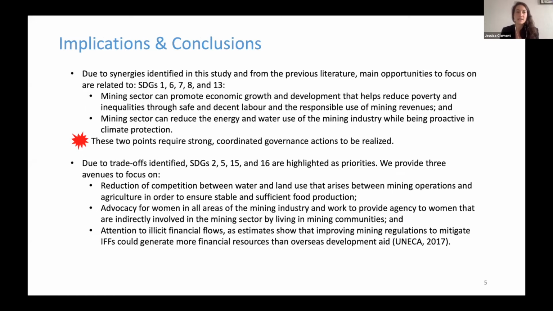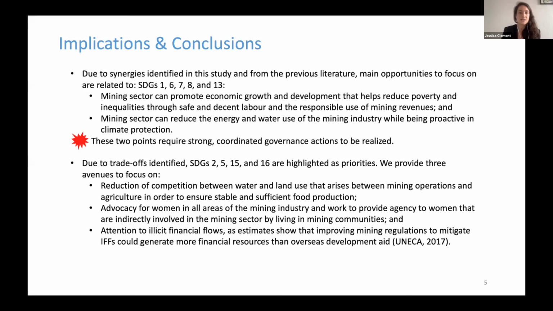And also the mining sector can reduce the energy and water use of the mining industry while being proactive in climate protection. However, it's very important to note that these are just opportunities discovered throughout this research, and that if they are to be realized, they need to be backed by strong coordinated governance actions.